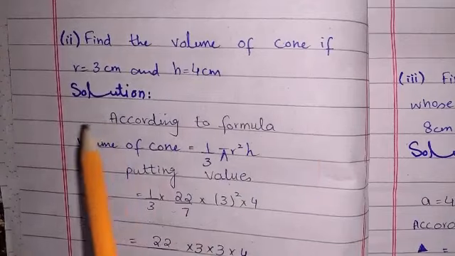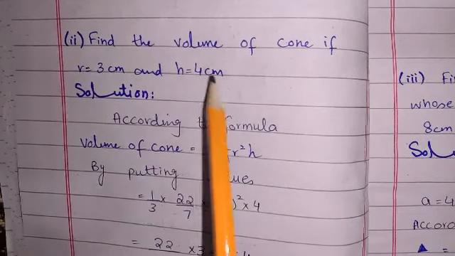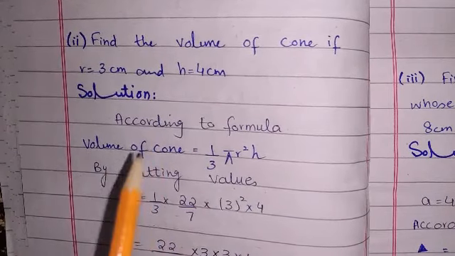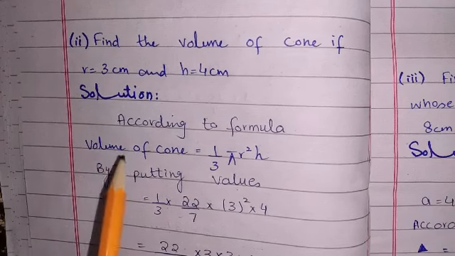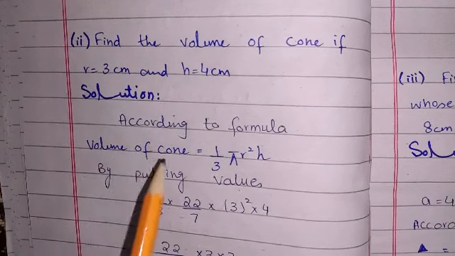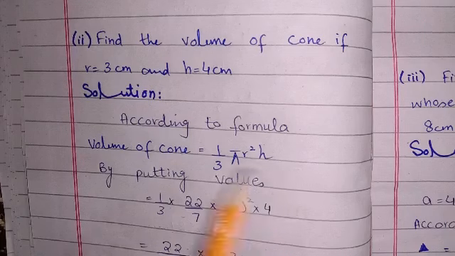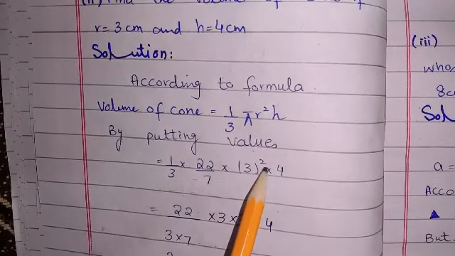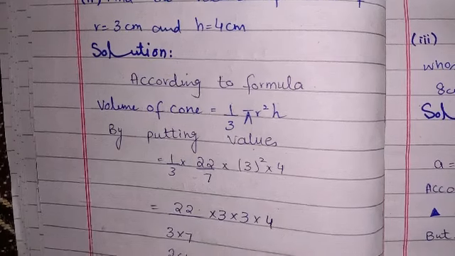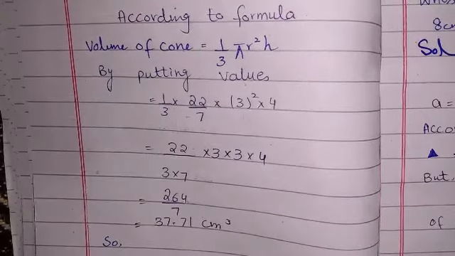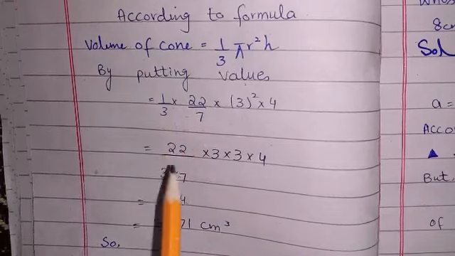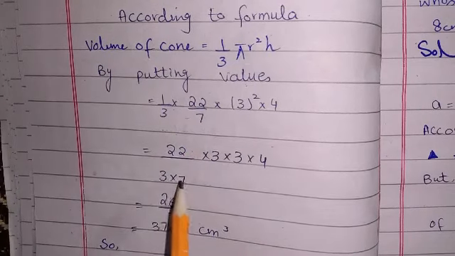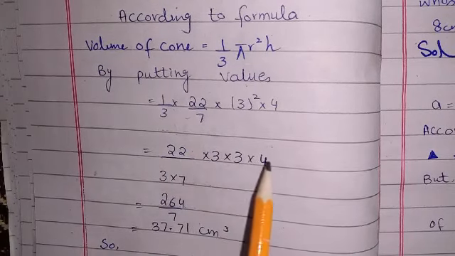Now students, let's move towards our part 2. Find the volume of cone if r is equal to 3 cm and h is equal to 4 cm. Now students, here is our solution according to formula. You all know about the formula of volume of cone is equal to 1 over 3 pi r square h. By putting values, 1 over 3 into 22 over 7 into 3 square into 4. By opening the square, we will write 3 two times. We will write 22 into 1, 22 over 3 into 7, multiply 3 into 3 into 4.